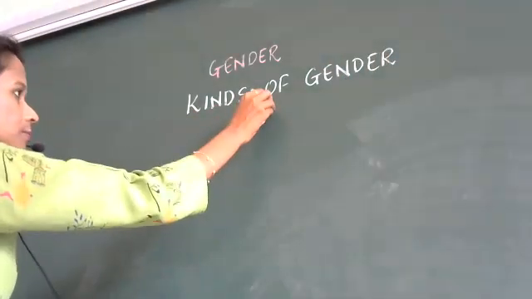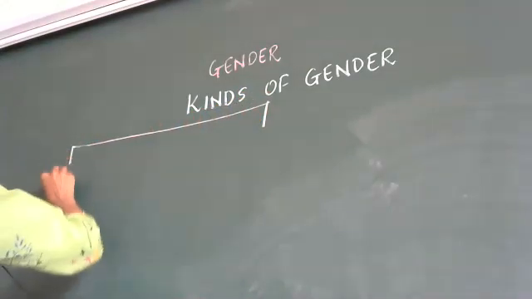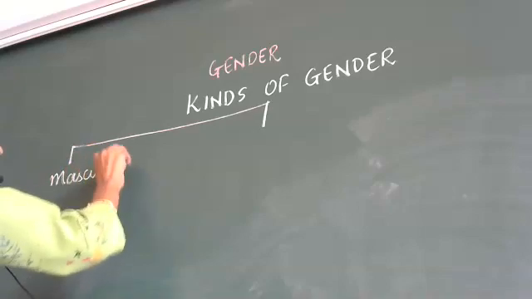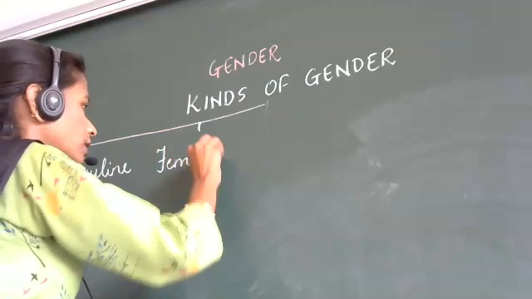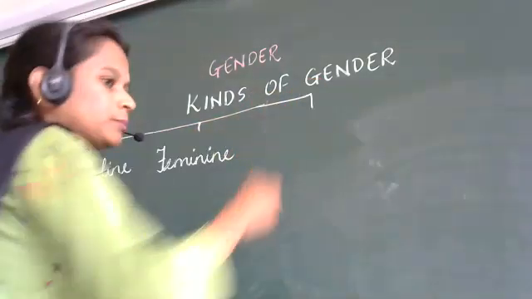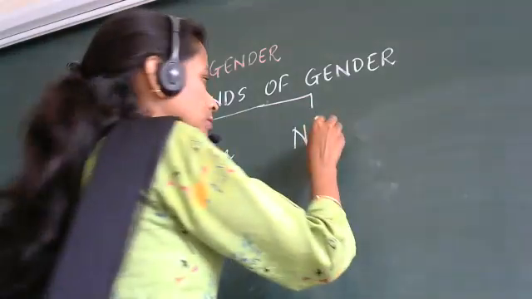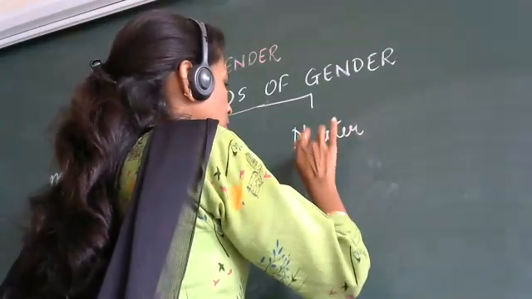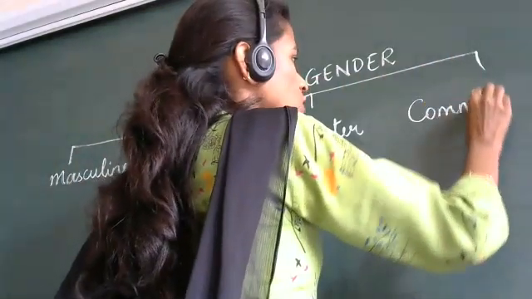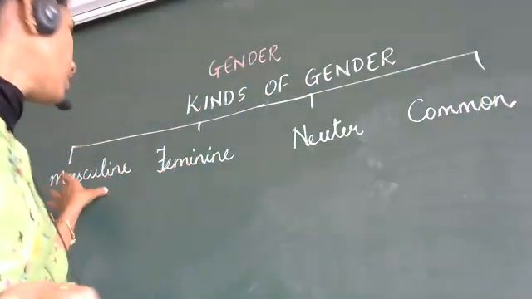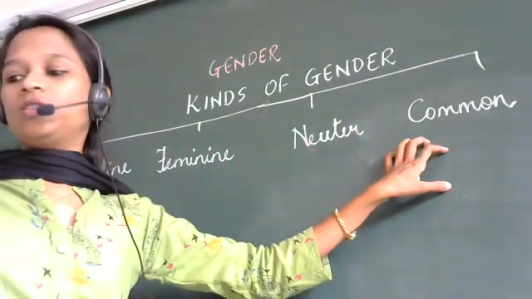The first one is, yes, masculine gender. Then you have the feminine gender. Then neuter gender. Then the last one is the common gender. Okay, so which are the four kinds of gender? We have the masculine gender, feminine gender, neuter gender, and the common gender.